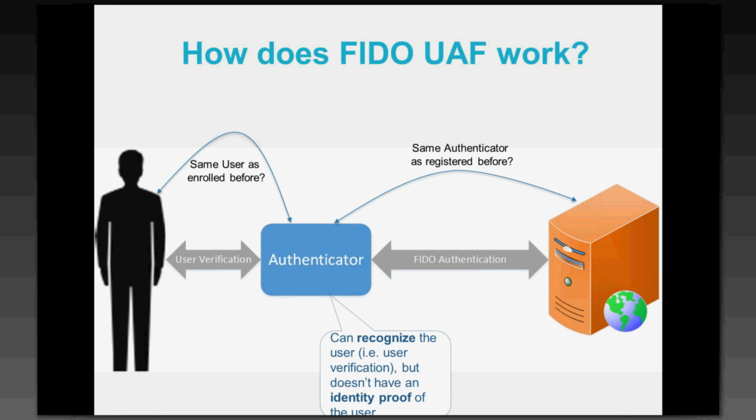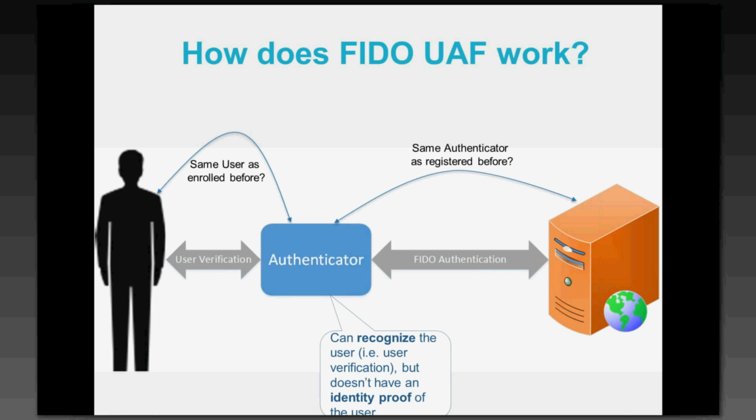So essentially the authenticator can recognize the user. But the authenticator doesn't really have an identity proof of that user in the sense of knowing the name of that user or additional information. So the authenticator doesn't know whether this is Donald Duck or John Doe. And there's no need for the authenticator.